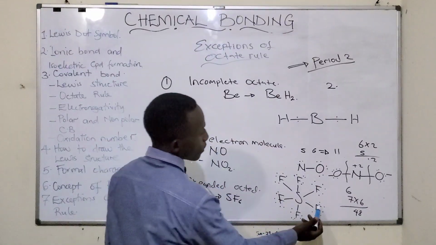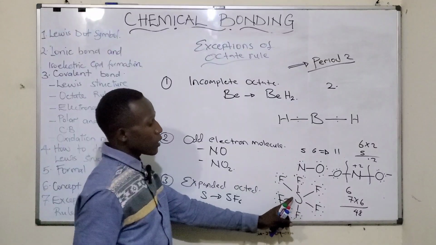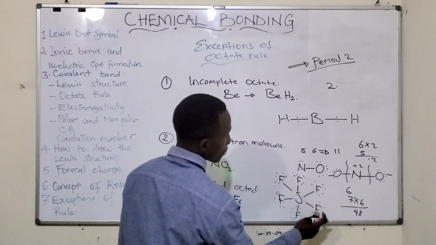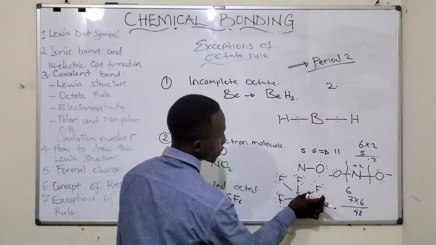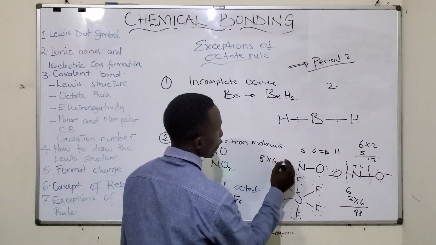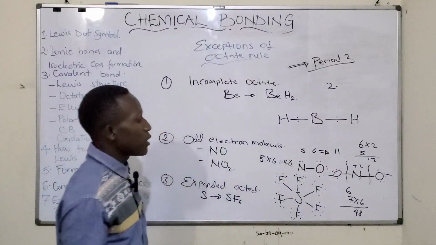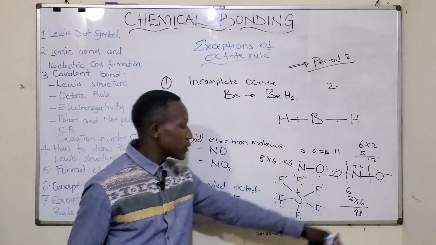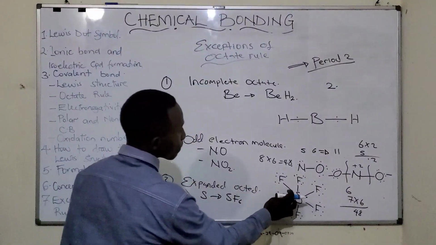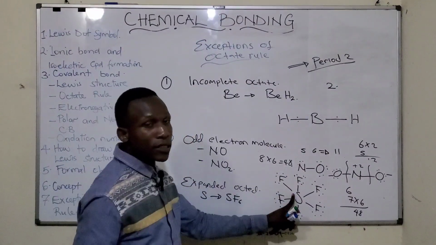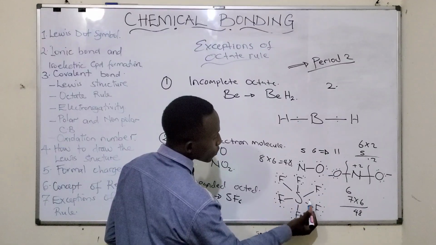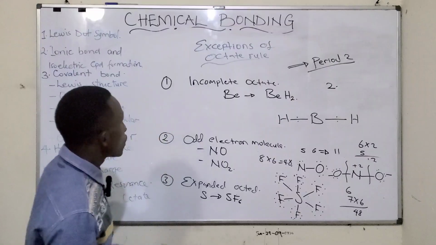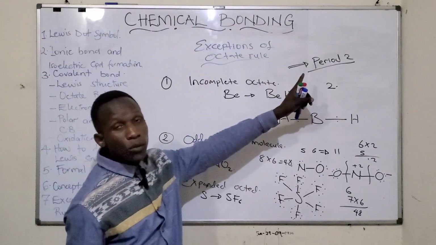So we try to count the number of electrons here. See whether they are 48. It is 8 at each part. So 8 times 6, we shall have 48. So that means the number of electrons we have is the same as the one we counted. Meaning that this sulfur cannot be surrounded by only 8 electrons because it has 1, 2, 3, 4, 5, 6, 7, 8, 9, 10, 11, 12. And we say that the octet rule is mainly for period 2 elements.